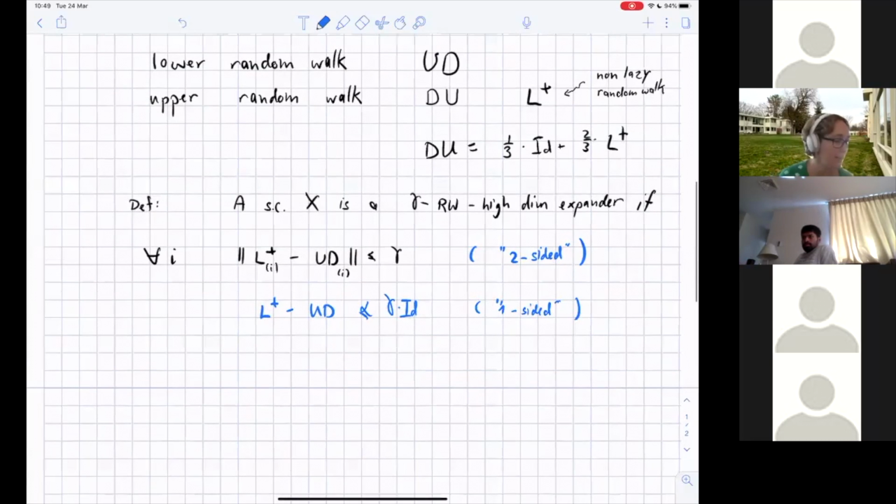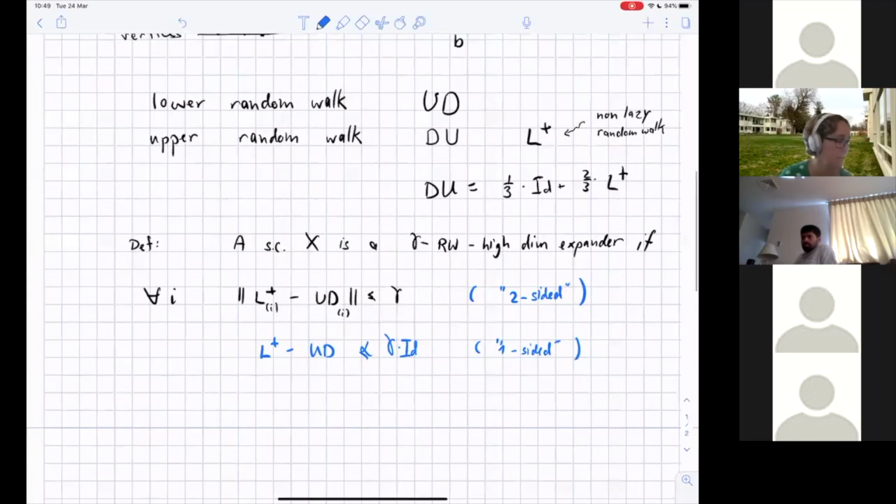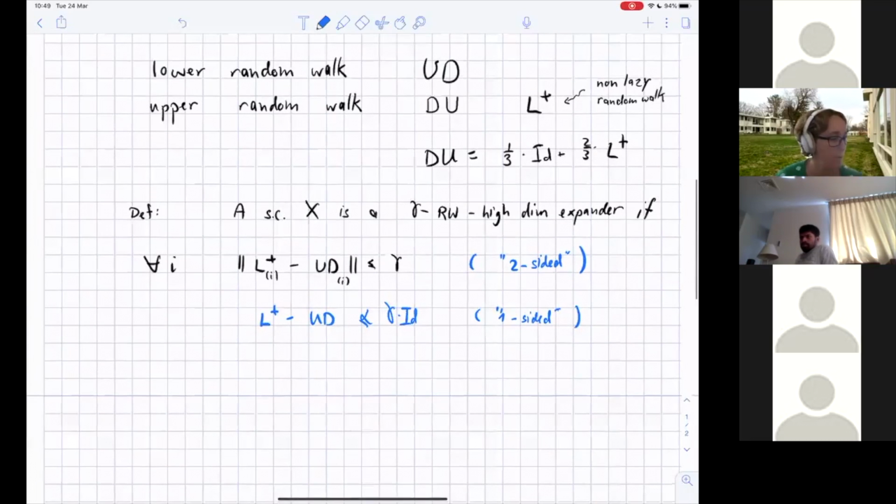And we discussed how this definition, maybe it looks very different from how you define expanders, but really this completely coincides with the definition of spectral expansion in graphs.